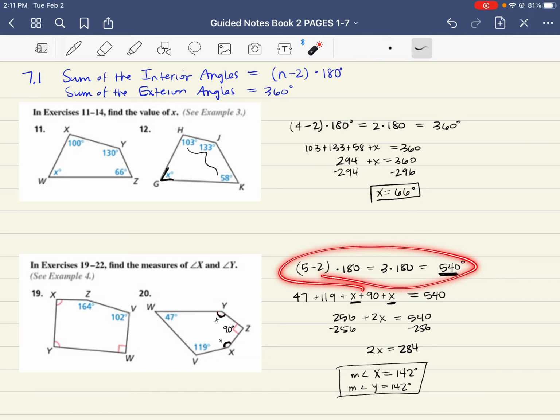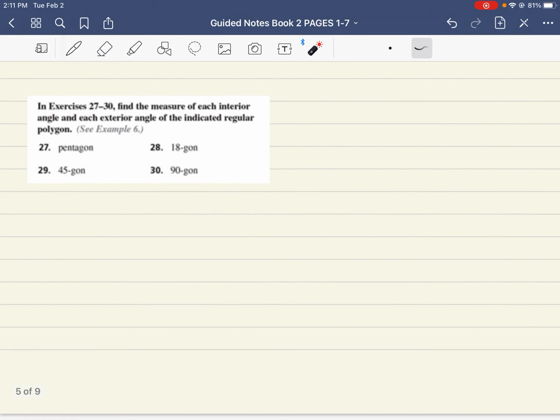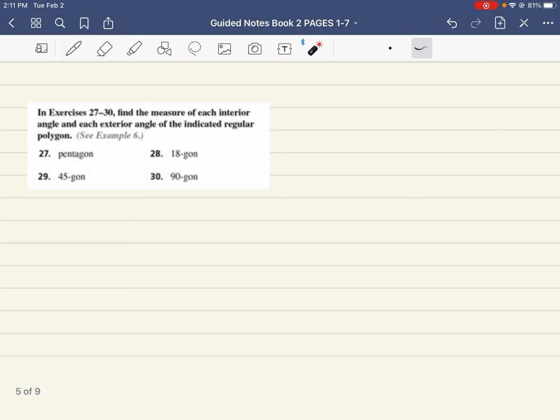Okay, so again, we're just using what we do know to understand the notation about what they want us to find. Jumping down, let's look at exercises 27 to 30. This says find the measure of each interior angle and each exterior angle of the indicated regular, remember that word, regular polygon. So regular means they have the same side lengths. And in turn, that means that they have the same angle measures all the way around.